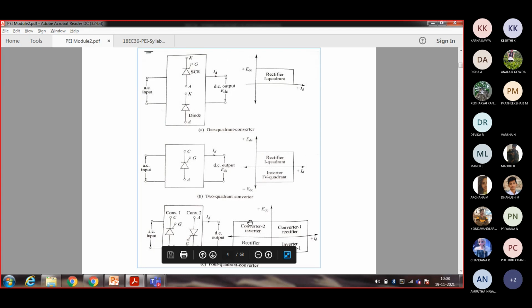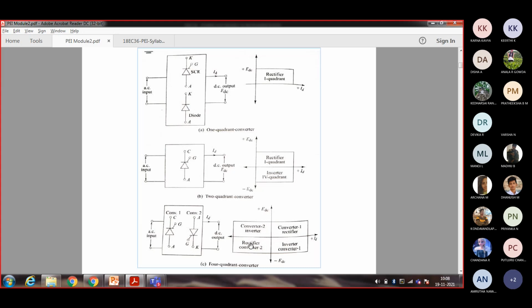I'll just go in this direction, northwest or top left. It will be converter 2. We'll call it converter 2. It works as an inverter. Similarly, in the third quadrant we'll have a rectifier. It works as a rectifier.